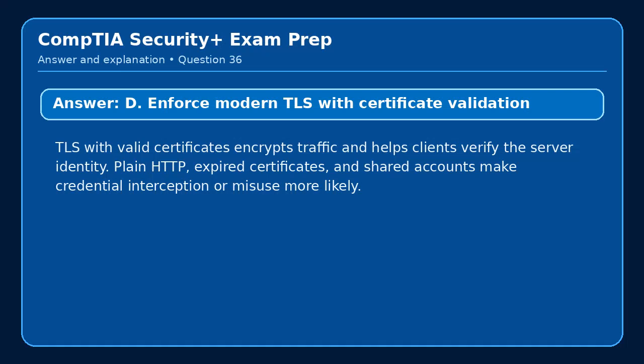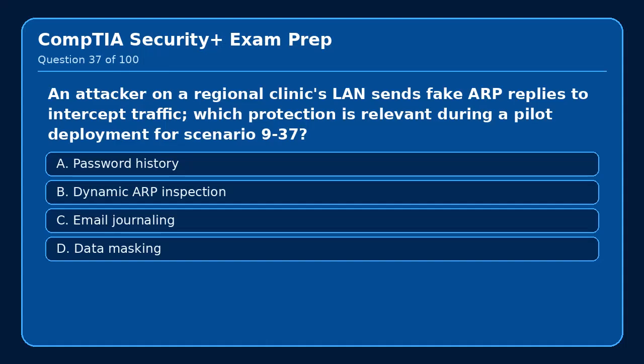Question 38. Which measure helps reduce DNS cache poisoning risk for a payment processor while documenting the incident ticket for scenario 9 to 38? A. Use secure DNS practices such as DNSSEC validation and patched resolvers. B. Disable endpoint logging. C. Reuse default router passwords. D. Route all traffic through Telnet. Take a moment to choose your answer.